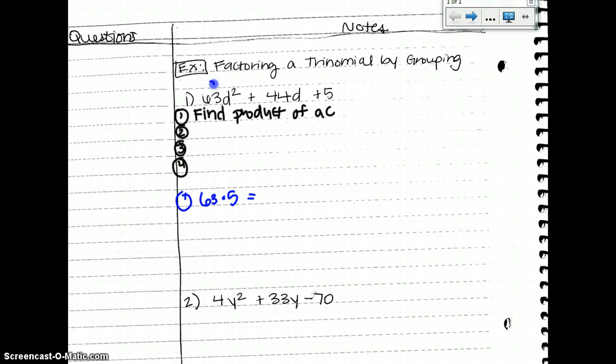So remember that we have ax squared plus bx plus c. This product is 315. Our second step is to find two factors of AC that have sum b.